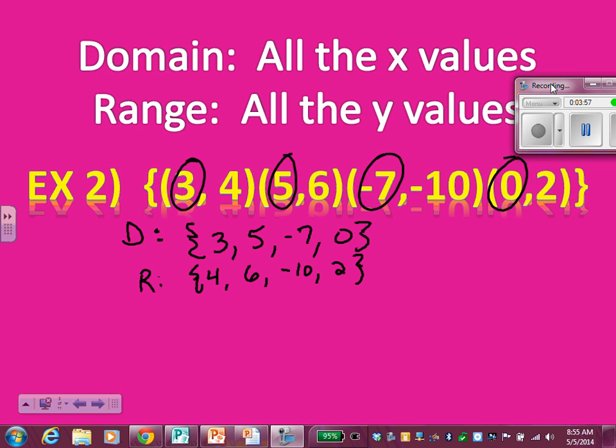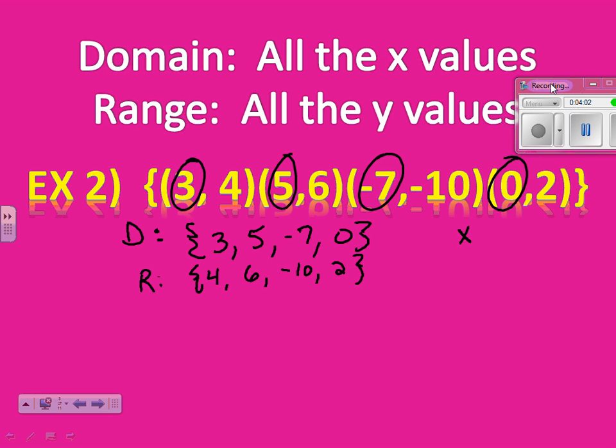How can you remember that domain is your x's and range is your y's? How do you remember x comes first? You've always heard this: x comes before y in the alphabet. Well, if domain is your x's and range is your y's, doesn't D come before R in the alphabet as well? So that's another way to remember which one's x and which one's y.